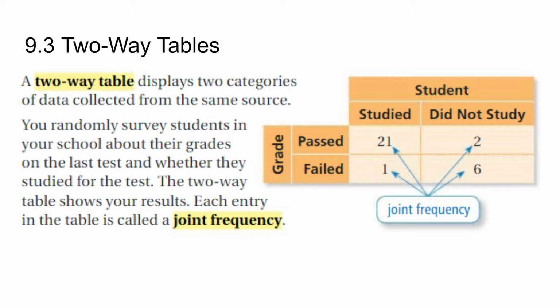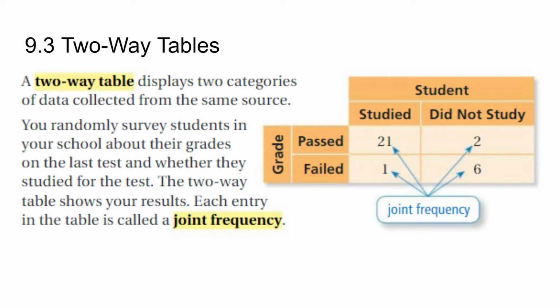All right, now we're going to cover 9.3 and 9.4. So 9.3 is about two-way tables. It says a two-way table displays two categories of data collected from the same source. You randomly survey students in your school about their grades on the last test and whether they studied for the test. The two-way table shows results.